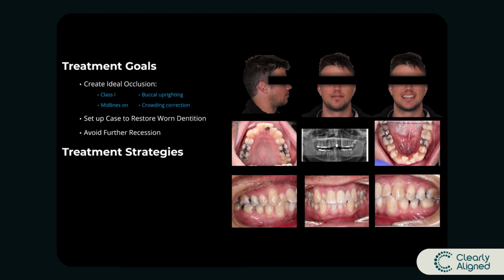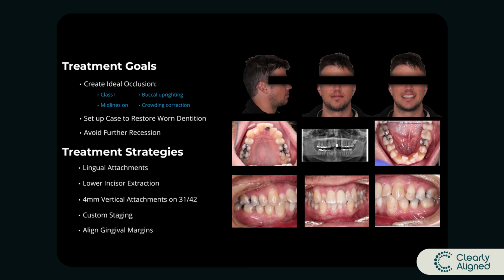Now, you guys kind of know I gave the spoiler already that we're looking to take out a lower incisor, but no matter what we do in this case, we just want to make sure that we don't make that recession worse. So what are our strategies? We're going to be using lingual attachments. We're going to take out a lower incisor. We're going to be using 4mm vertical attachments on the 3-1 and the 4-2. We're going to use a custom staging pattern so that the roots move first, and we're going to make sure that we align the gingival margin, and then we're going to balance out a Bolton discrepancy.